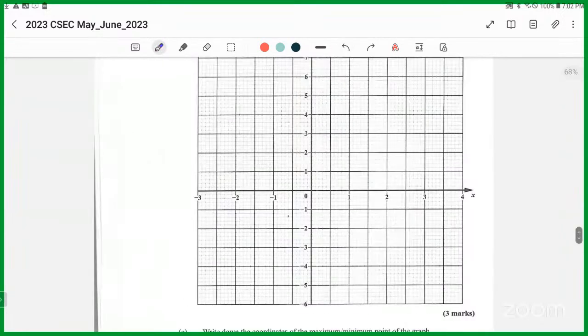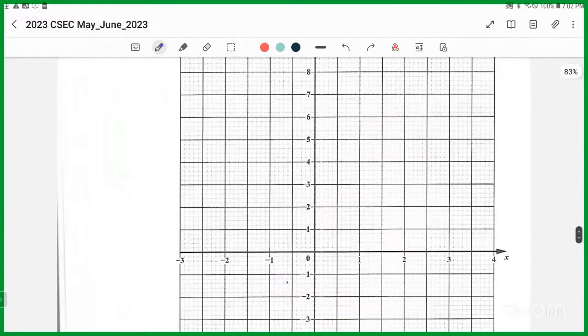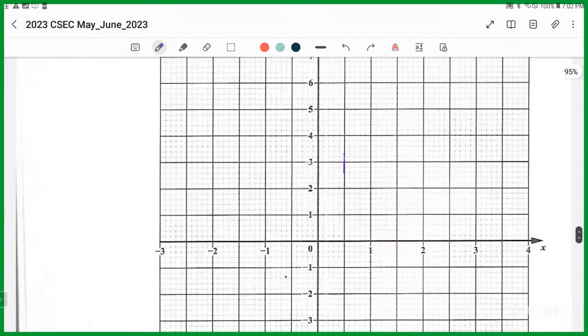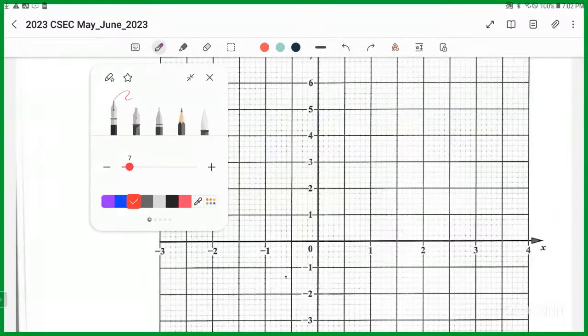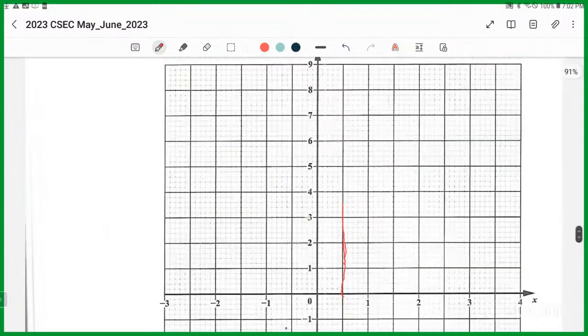The line of symmetry is a half. What is our graph symmetrical about? This red line here, X equals a half. That's the axis of symmetry of your graph.